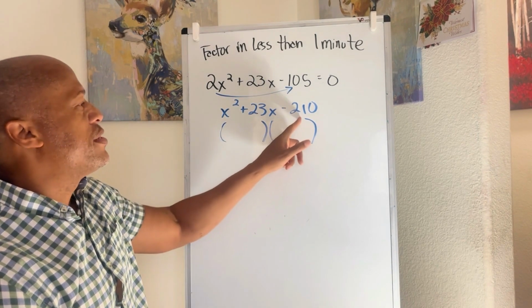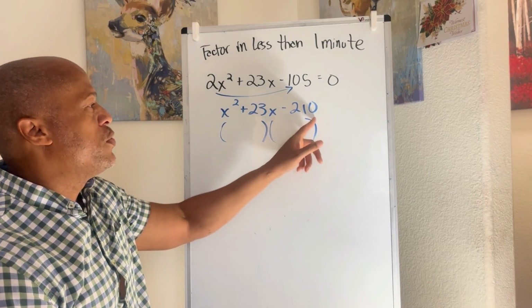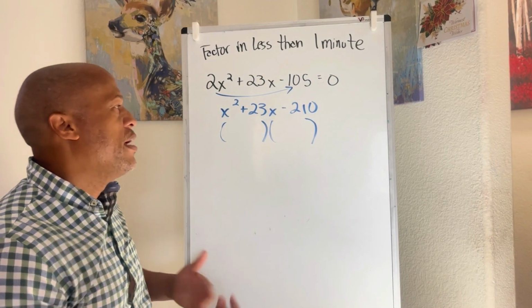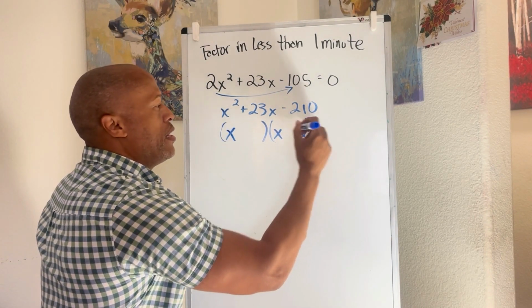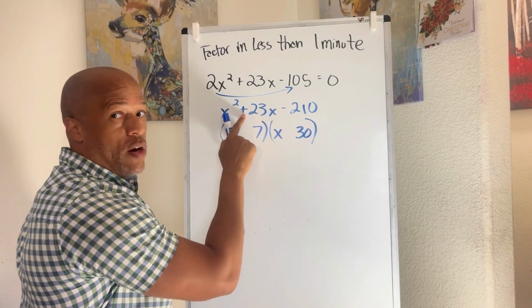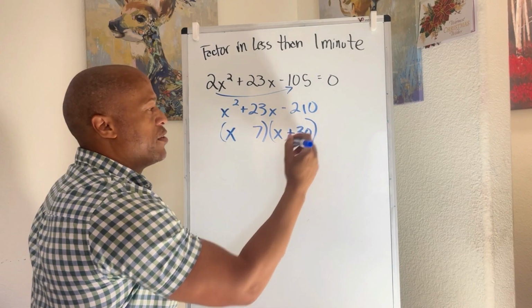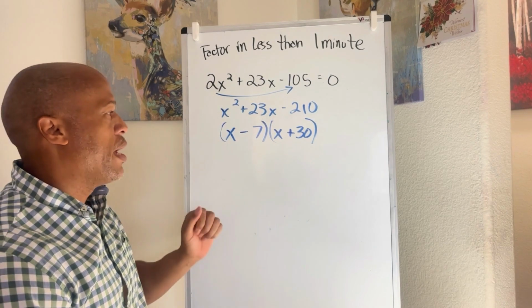I know that 7 times 3 is 21. I need 210. So how about 30 times 7? You might do a little trial and error there to find those numbers. So I know I need a 30 and a 7. I know my positive number here. This always follows the bigger number. So I'll put a positive 30 there and a negative 7 there. And so if I factored it, it would go this way, and that would be great.